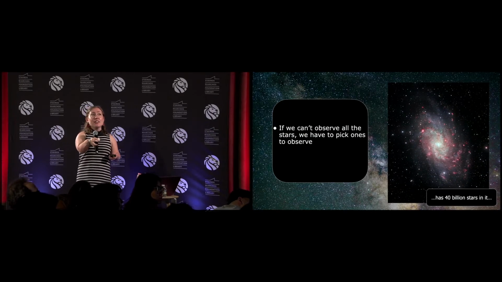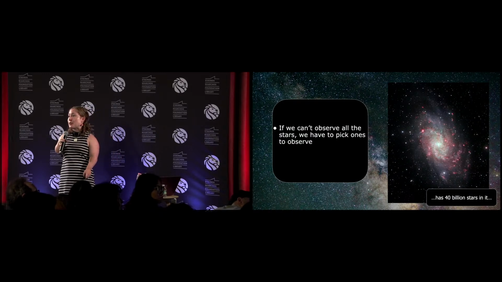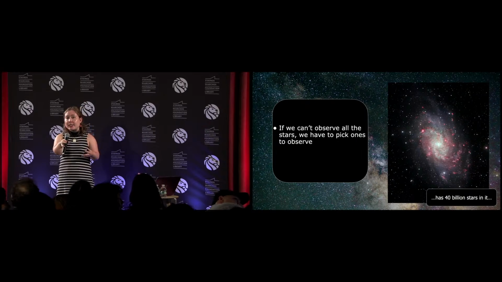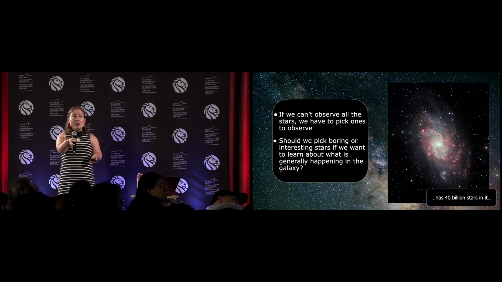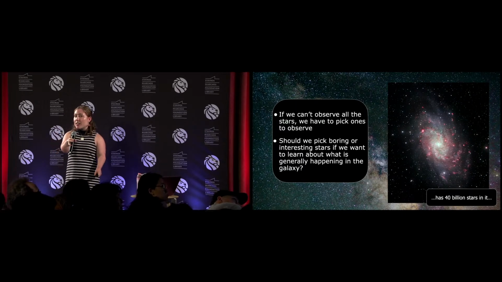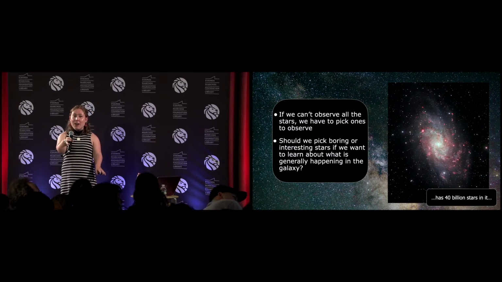So instead, we have to pick the stars we want to observe. Just pick a couple thousand of 40 billion. That's a hard thing to do. But the goal of my science was to discover what is happening in the galaxy, what might have happened to it in the past. So I want to pick stars that kind of represent the whole population. So do you all think I want to pick boring stars or interesting stars for that goal? Hearing interesting, I'm hearing both.